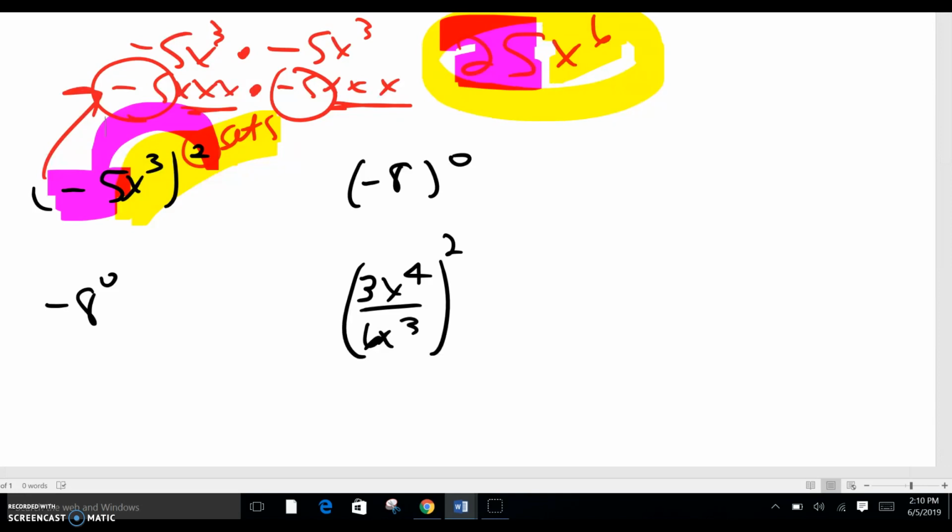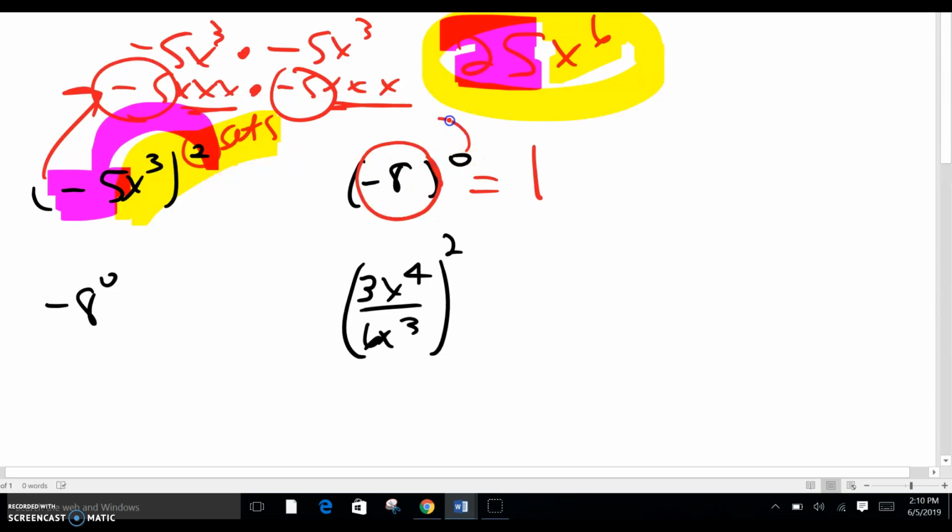All right, the next one, anything to the 0 power is 1, okay? And notice this is in parentheses, which means that 0 goes with all of it. This one, notice the 0 is just touching the 8. There's no parentheses to say it's a negative 8. And some of you are like, but it's a negative 8. Well, you don't know that.